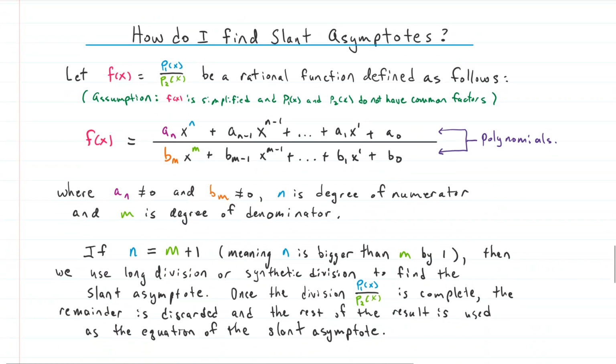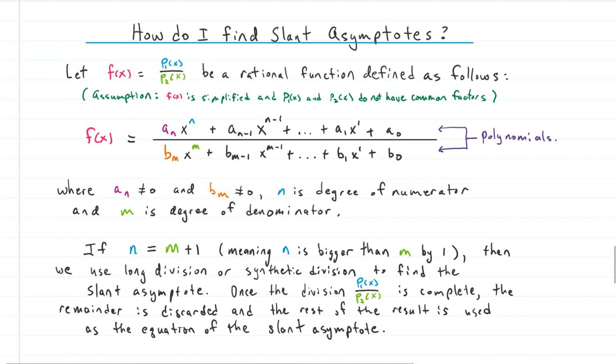How do I find a slant asymptote? Well, if my rational function has a polynomial at the top and a polynomial at the bottom, I look at the biggest exponent in the top polynomial. Mathematically, that's called the degree. Say the degree of the numerator, the highest power in the numerator, is n, and the highest power in the denominator is m.